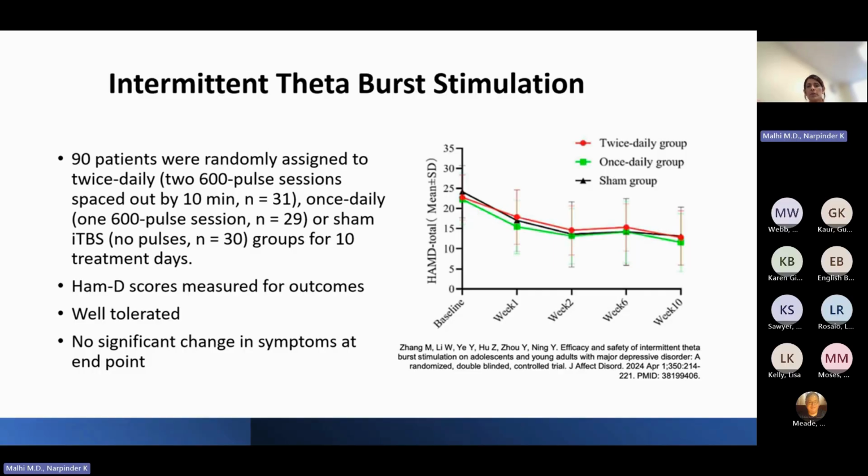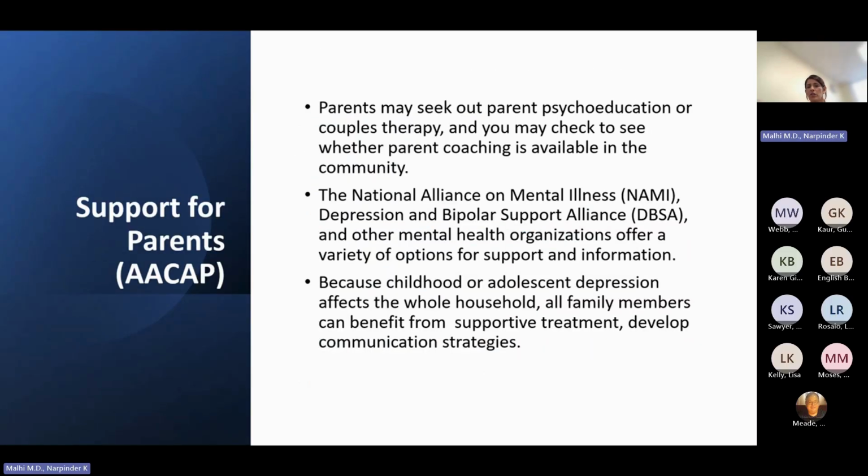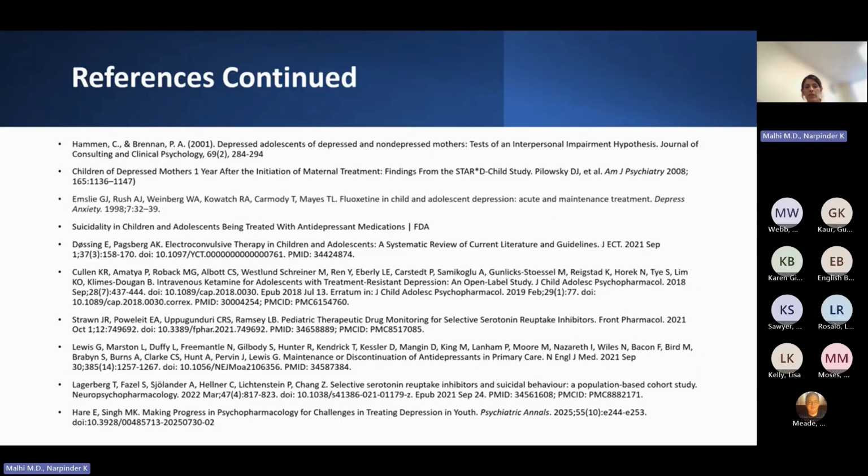But there is a lot that needs to be done in this field with emerging treatments that we are utilizing in the adult population, and looking forward to their utilization in the pediatric population in the near future. So these are some of the facts that ACAP has on their website. You can certainly look into them. A lot of resources, and these are some of my references.